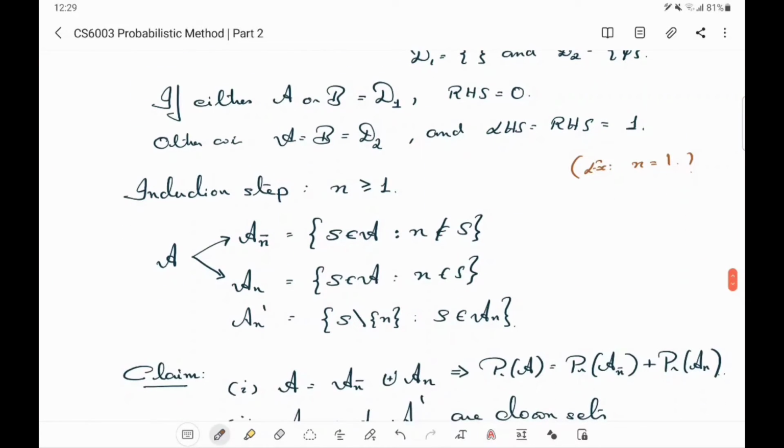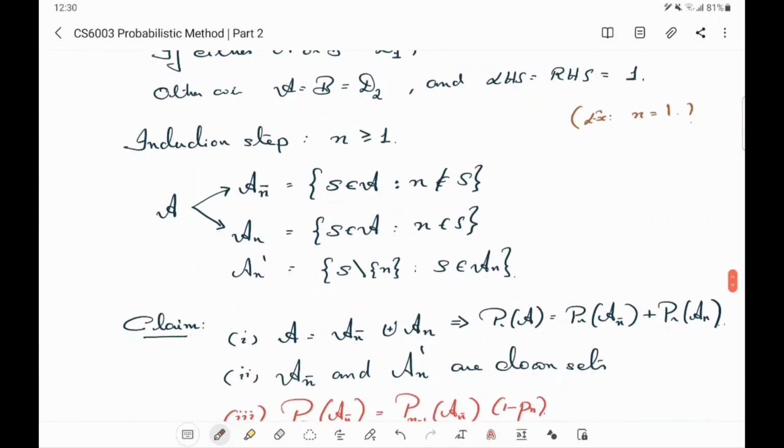But now let's straight away assume 0 is our base case and go to an induction step where you assume n is greater than or equal to 1. Now the same trick that we did, both the families A and B, we will partition into A n bar and A n. Into A n bar, you will add all the sets which do not contain n. Into A n, we will add all the sets in A which contain n. And we will massage this A n by zooming in on each set in the collection and removing n out of it. That's the A n prime.